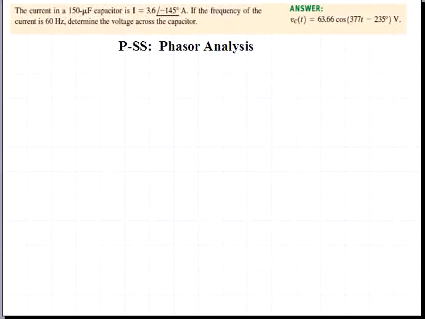This is Learning Assessment Problem 8.7. This deals again with the use of phasor analysis in sinusoidal circuits. We are told that the current in a 150 microfarad capacitor is of the phasor form 3.6 at an angle of minus 145 degrees amperes. We're given information about the frequency is 60 hertz, and we are to determine the voltage across the capacitor, presumably in the time domain.